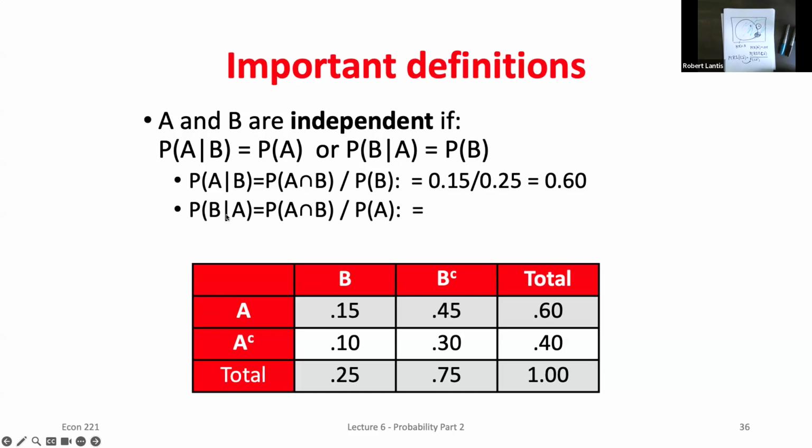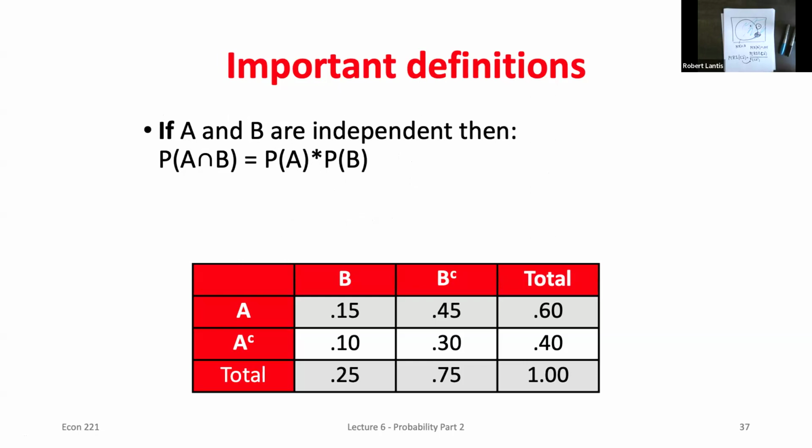So how can I rewrite this? Well, the conditional probability is just the intersection of the two events divided by what I'm conditioning on. So 0.15 divided by the probability of A, 0.6. 0.15 over 0.6 is 0.25. Sure enough, what is the unconditional probability of B? 0.25. So both ways, it doesn't matter which one I use, and I don't have to use both, I just have to use one of them to prove these are independent events, okay?